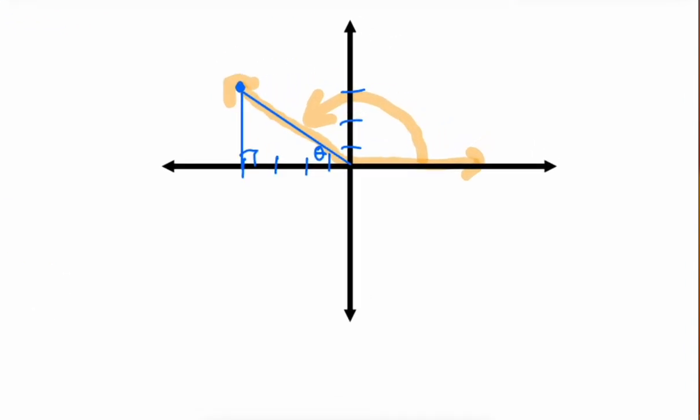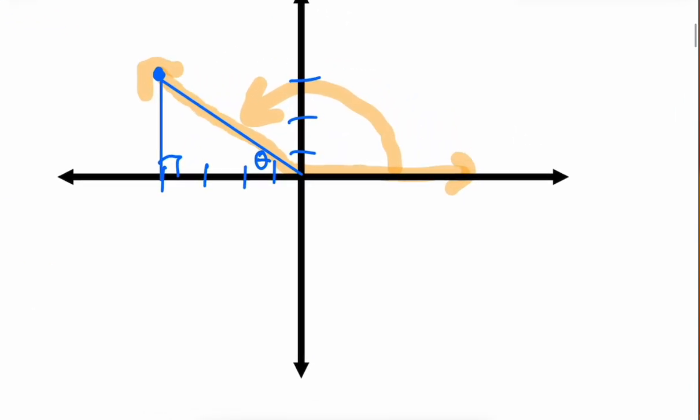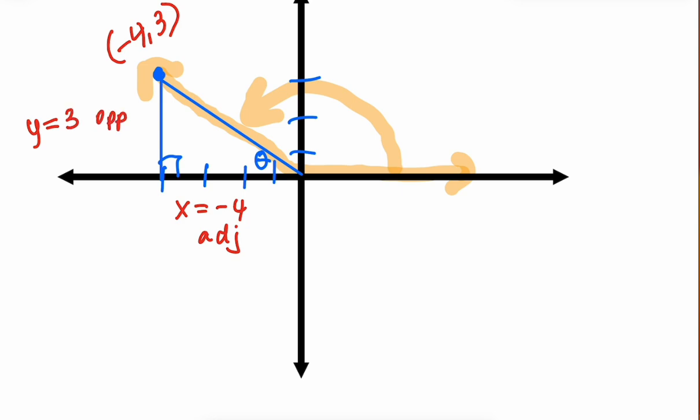Well, let's go over to our triangle. Remember, this was the point negative 4, 3. So our x value is negative 4. That's always our adjacent. The y value is positive 3. That is always our opposite. So we need to do math to find the r. That is always our hypotenuse.